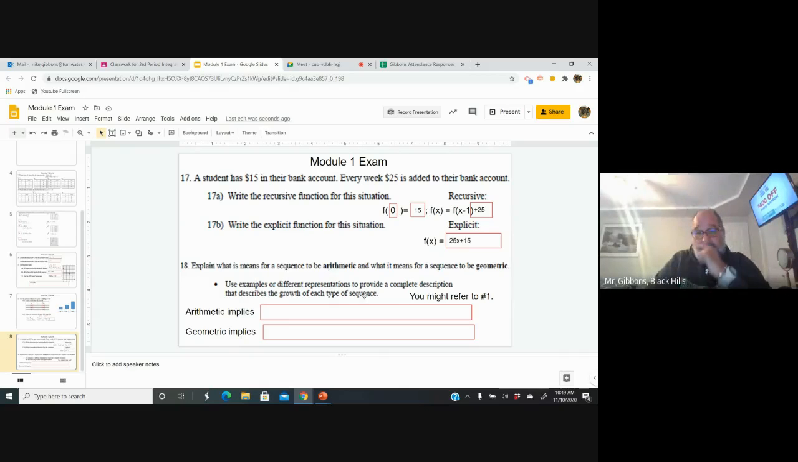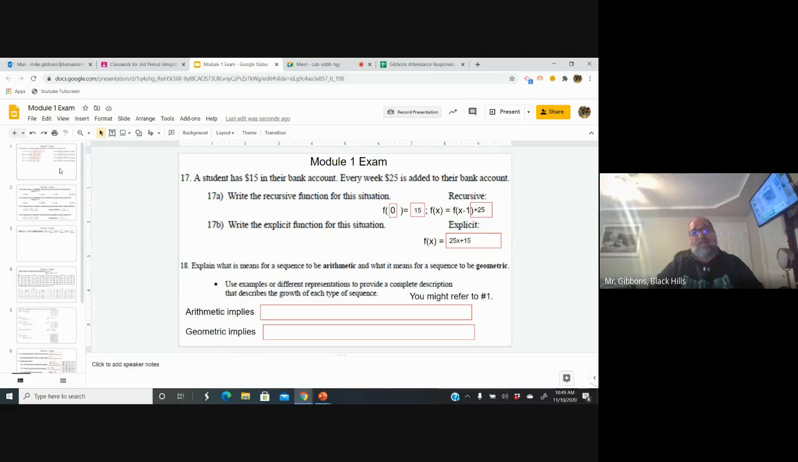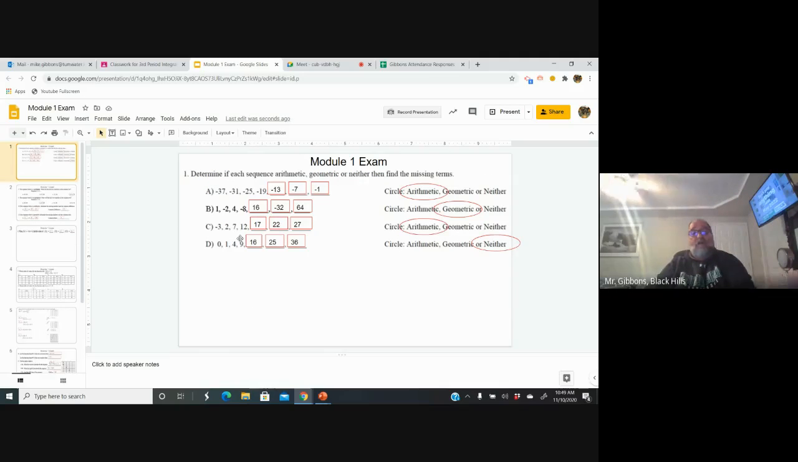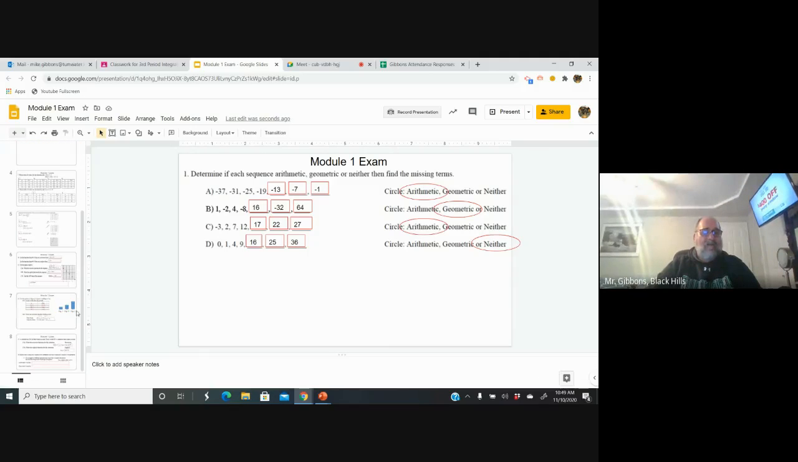Use examples or different representations to provide a complete description that describes the growth of each type of sequence. All right. And I said a little note for you guys. You might refer to number 1. Because on number 1, didn't we have some sequences that were either arithmetic or geometric? Oh, yes, we did right there. So you could talk about those and just write that. I'm going to go even simpler than that.